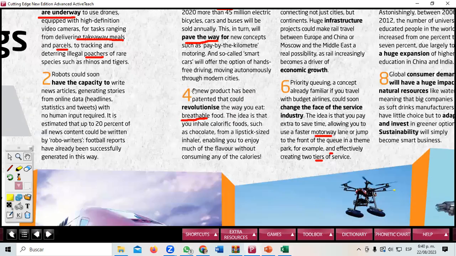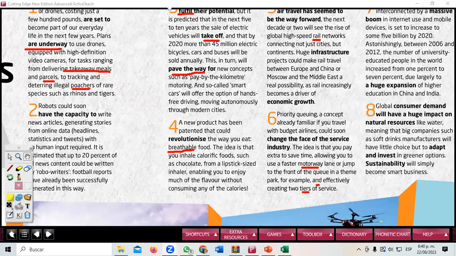Continue, Jeanette. Number 4. A new product has been patented that could revolutionize the way you eat. Breathable food. The idea is that you inhale calorific foods such as chocolate from a lipstick-size inhaler, enabling you to enjoy much of the flavor without consuming any of the calories. So this one talks about breathable food.